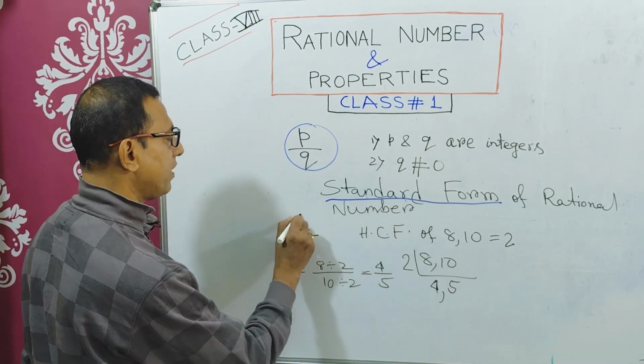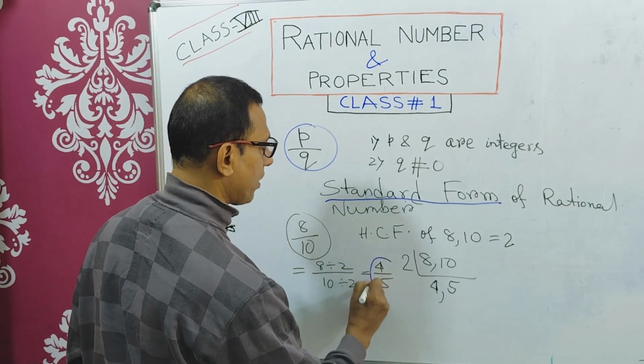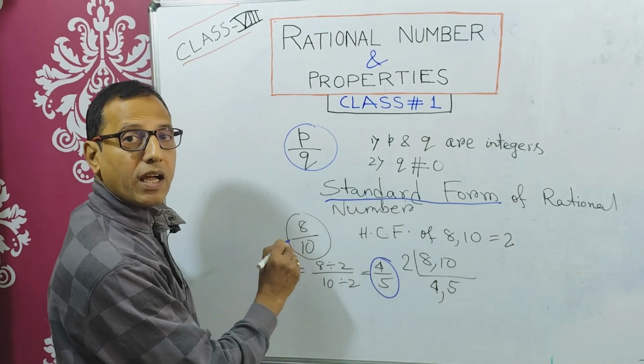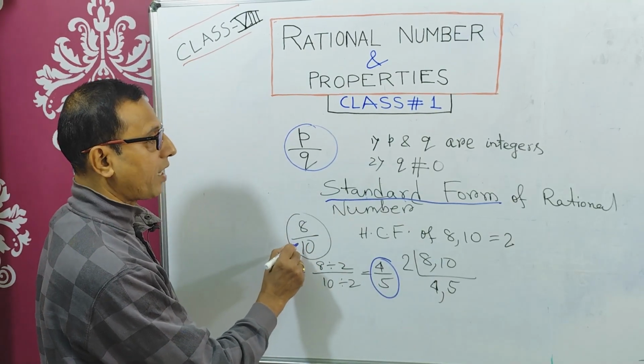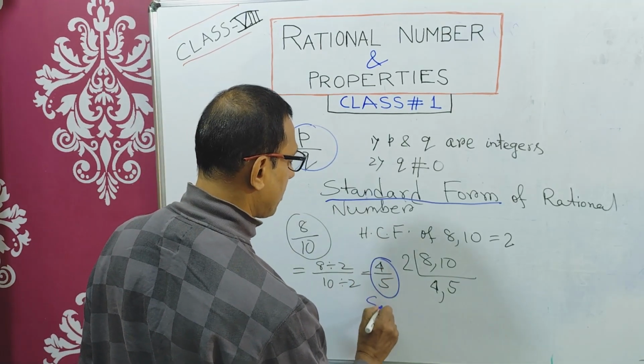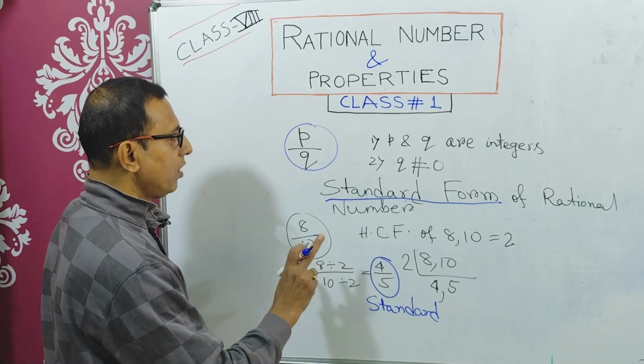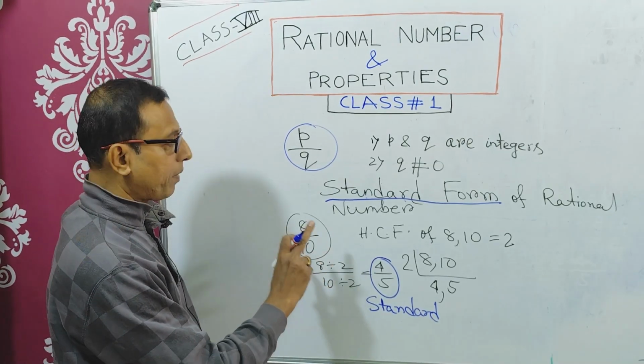So 8 by 10 is a rational number, and 4 by 5 is also a rational number, but we cannot say 8 by 10 is the standard form, while we can say 4 by 5 is the standard form of the rational number. So this is property number 2.